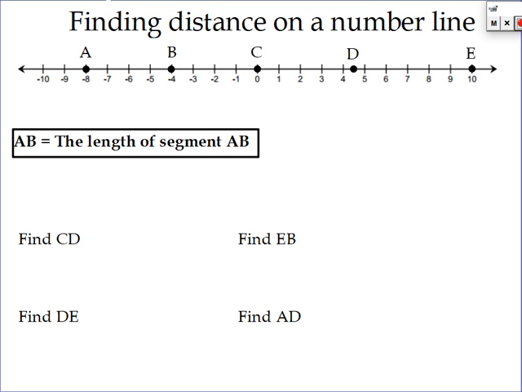So, finding distance on a number line. You're familiar with number lines. You've been using them since elementary school, but now we're going to put a little geometry spin on it. We've already talked about segments, so now we're just going to talk about segments here on a number line.